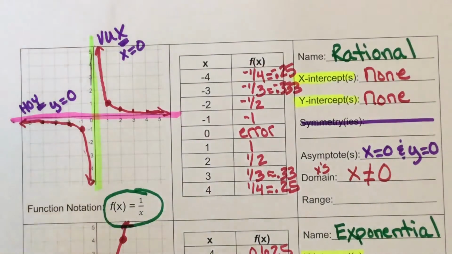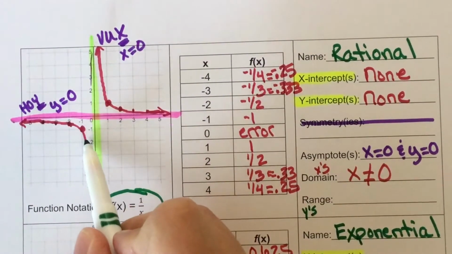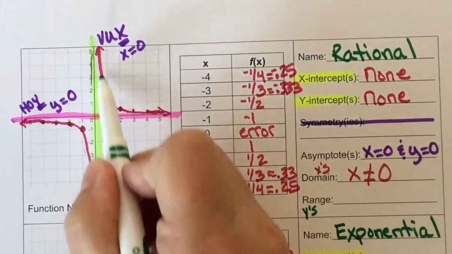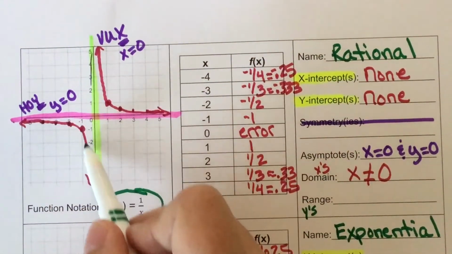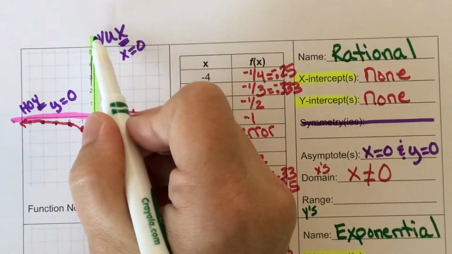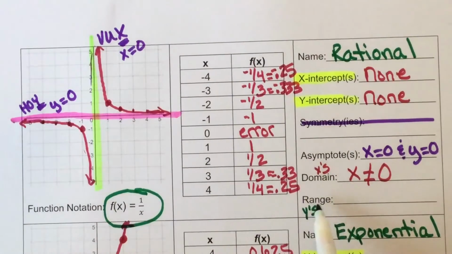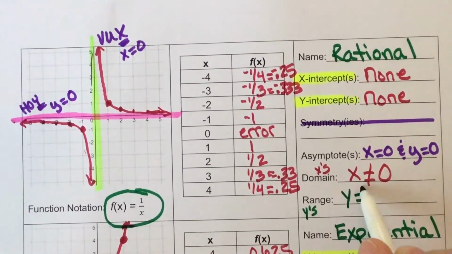Okay, range, these are our y's. So now we're looking up and down. So when I go down this way, I see an arrow, so it goes forever down. And when I go up this way, it has an arrow, so it goes forever up. So it looks like it goes forever down and forever up. The problem is it was never allowed to have a y value of 0. So the range is all your numbers out there except y cannot equal 0.